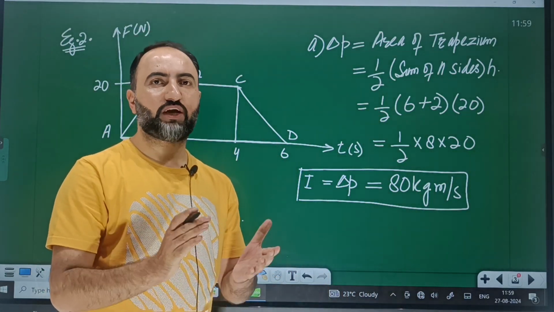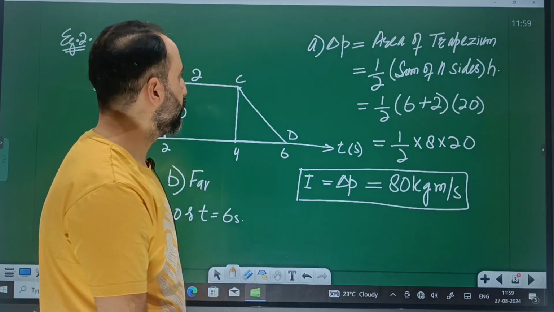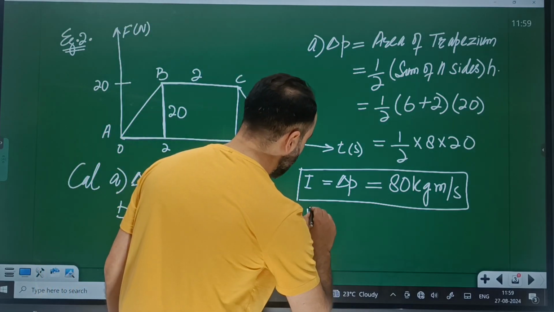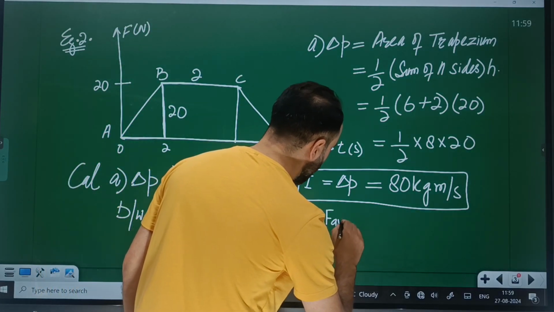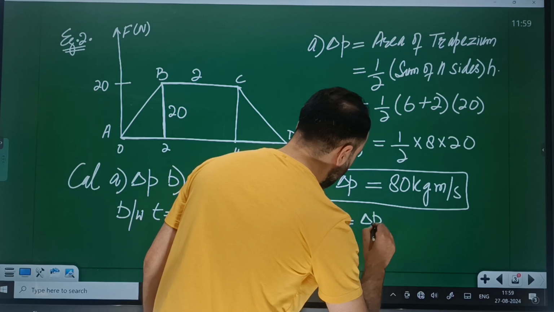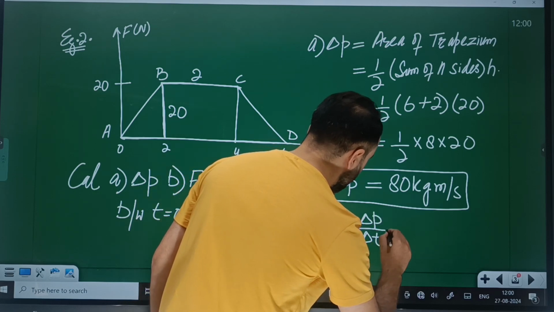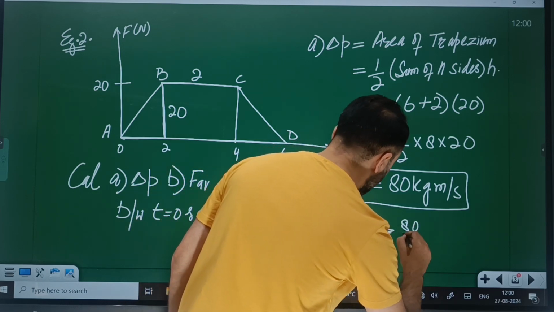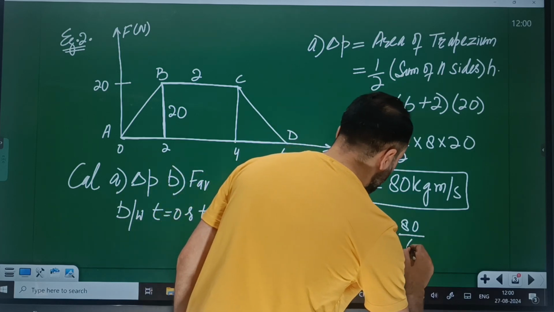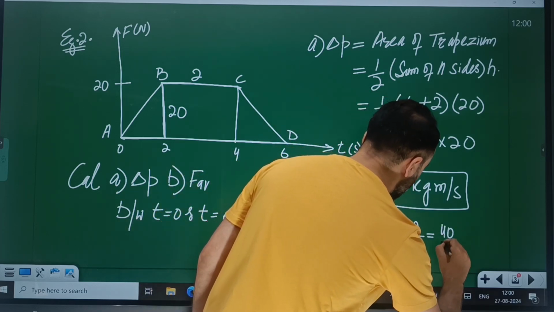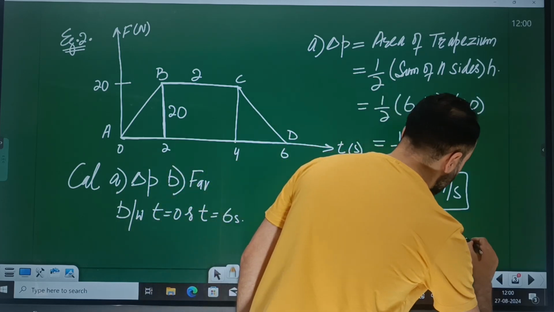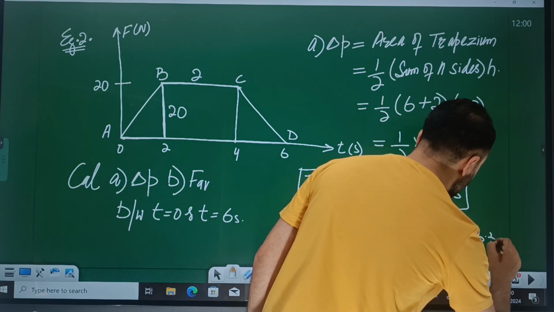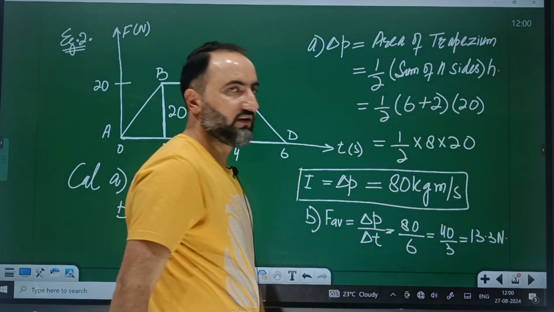And next, what do we have to calculate? We have to calculate average force. Okay, so how to calculate average force? Average force will be simply equal to delta P divided by what? Delta T. What is delta P? That is equal to 80. And what about delta T? That is equal to 6. 80 by 6 is equal to 40 divided by 3, or it is equal to 13.3 Newton. So this is the answer.